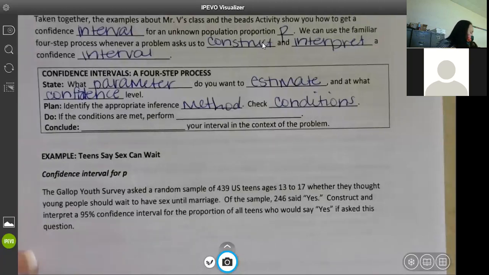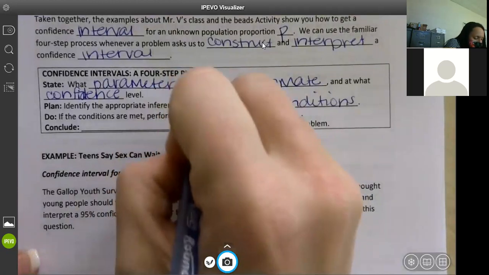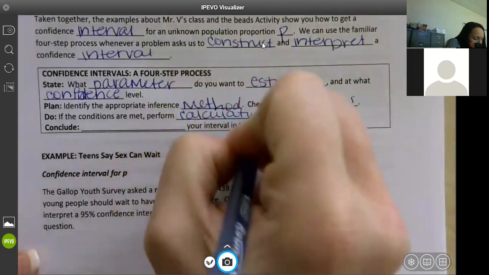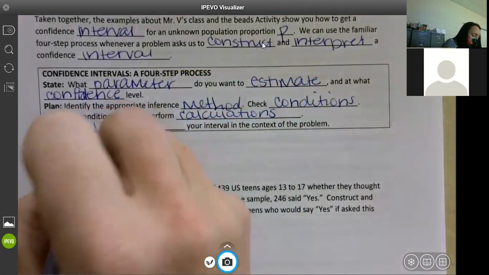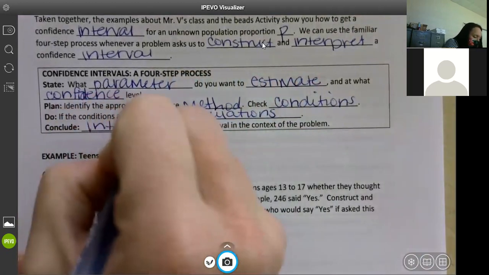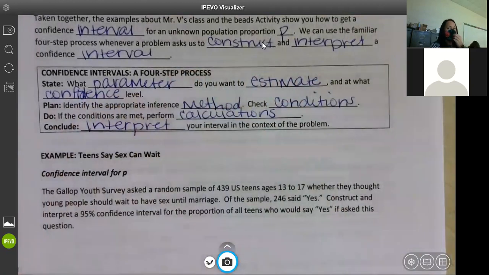If the conditions are met, we perform calculations. And then when we conclude, we're going to interpret. We're going to interpret that interval.